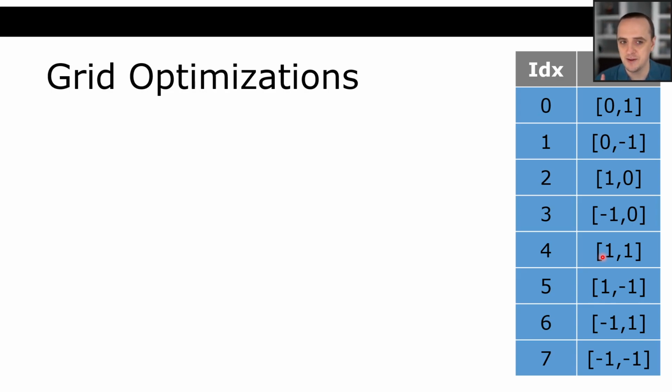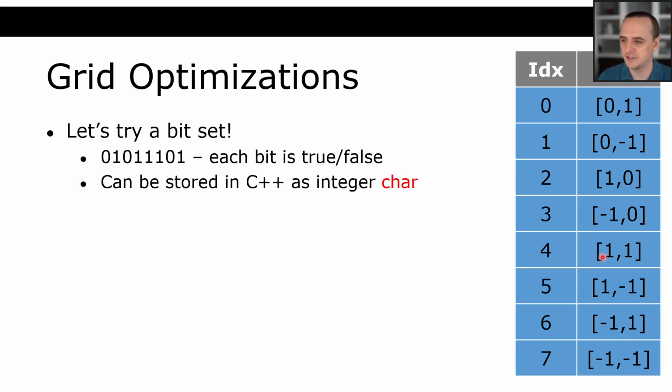Let's try a bit set. So a bit set is something that we can do in C++. So in C++, a char, or a character, is essentially an 8-bit or 1-byte integer. So a char has 8 bits that it can store information in, okay? I have 8 bits. 8 bits, 8 directions. Interesting. What could I do with that?